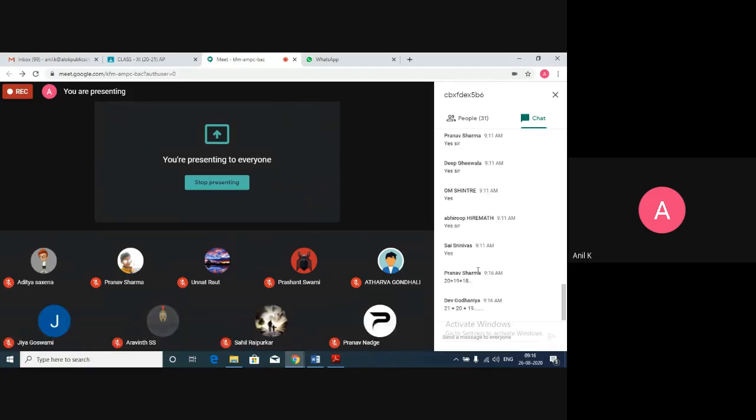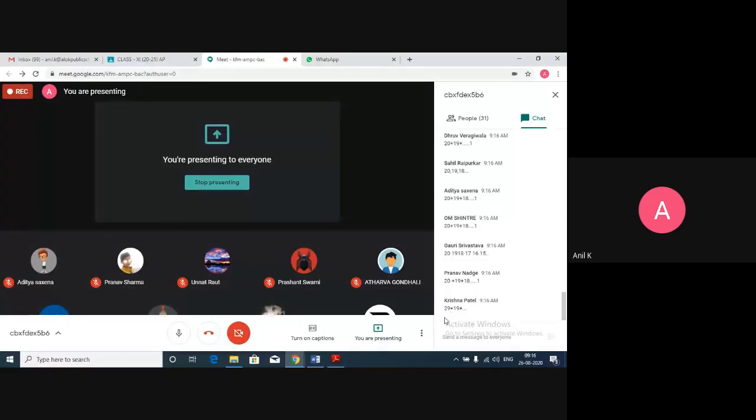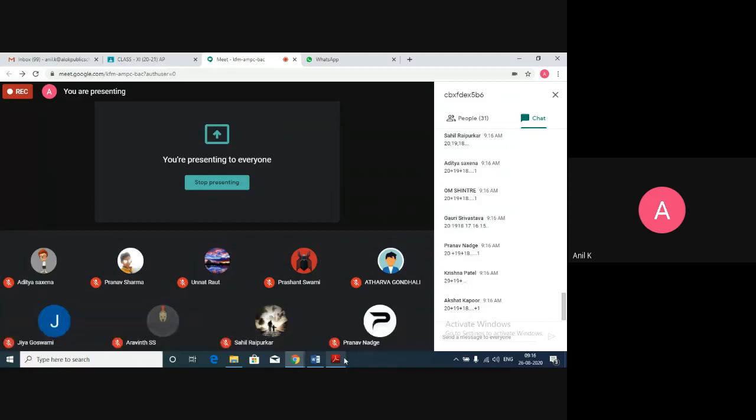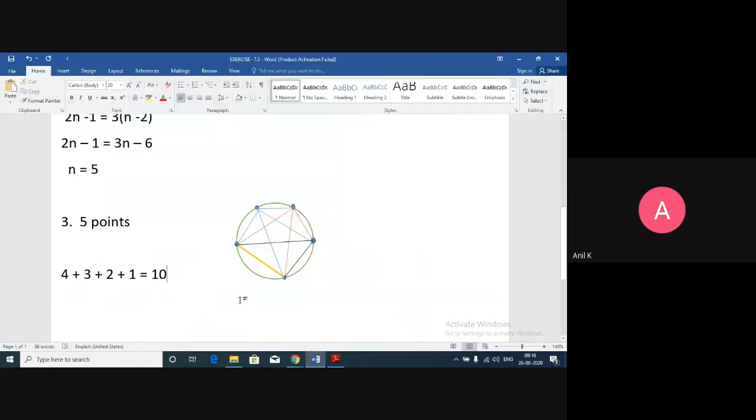Dev Godania, I have to start from 21 or I have to start from 20? It will go till 1, not till 2, because from the last point, from 20th point to 21st point, there should be a card. So it will go till 1. Krishna Patel, I think it should be 20. You might have typed wrong. Yeah, it goes from 20 plus 19 plus 18 plus 17.